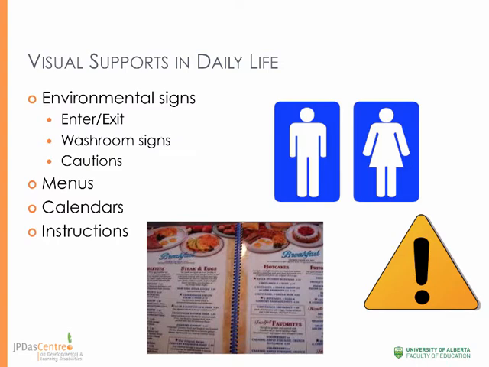Think about your daily life and the ways in which you use visual information. When in the community, you probably get information from environmental signs, such as enter and exit, washroom signs, and so on. When you go to a restaurant, you refer to a menu to know what your options are. You probably have a calendar where you schedule your activities and set alarms to remind you of deadlines or other commitments. You probably refer to visual instructions from time to time, perhaps if you are following a recipe or if you are trying to put together that new piece of furniture from IKEA.